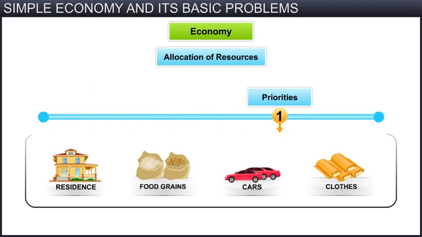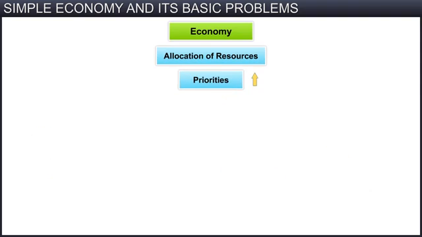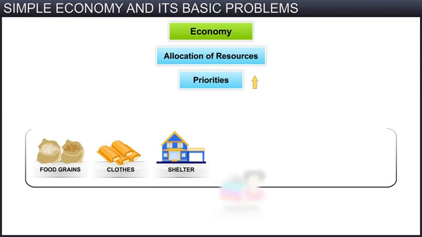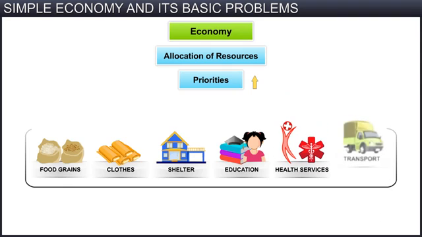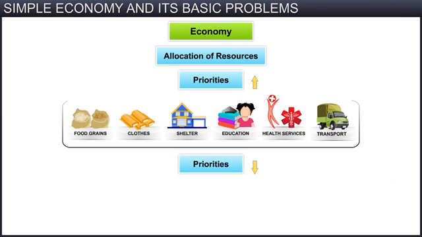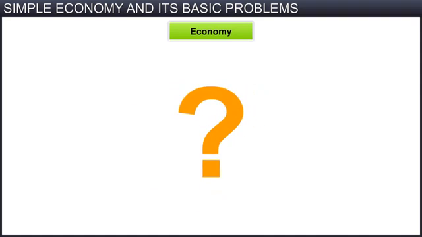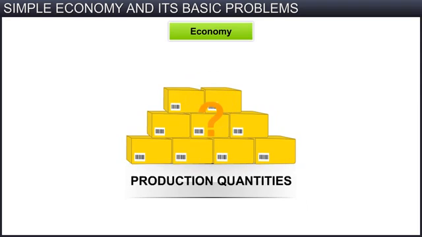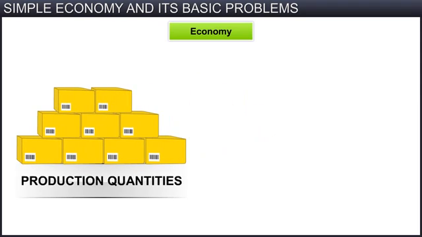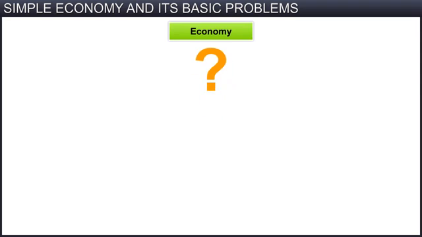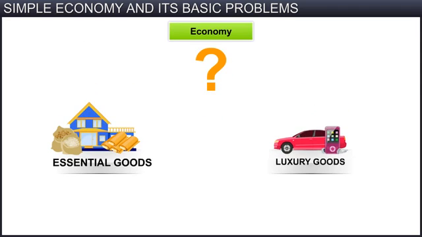Similarly, in an economy, the allocation of resources is decided by assigning priorities. For instance, higher priority is given to the production of food, clothes, shelter, and for education, health services, transport services, and other essential goods and services. Less priority is given to luxury goods, like cars, iPods, and so on. The next question relates to production quantities. How much of a particular good should be produced utilizing the available limited resources? In any economy, the question of whether to produce more essential goods or more luxury goods always arises.